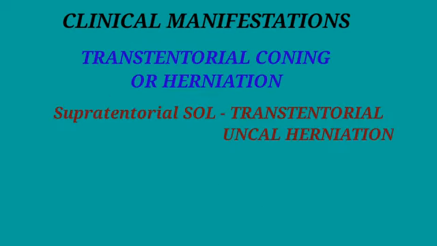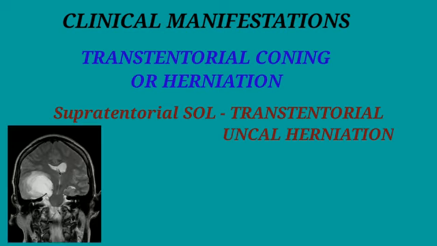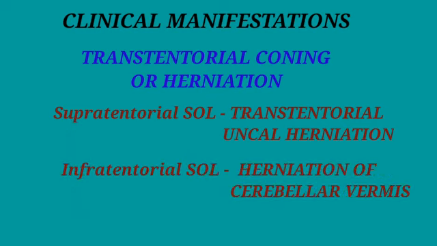Falx cerebelli and tentorium cerebelli generally stabilize the brain in the cranial cavity. But any space occupying lesion in the brain will cause mass effect and increased intracranial tension, which causes the brain to herniate. Hence, in case of supratentorial space occupying lesion, there will be transtentorial uncal herniation, while an infratentorial space occupying lesion will cause cerebellar vermis to herniate. Such transtentorial coning will cause compression of the oculomotor nerve, midbrain and the posterior cerebral artery.